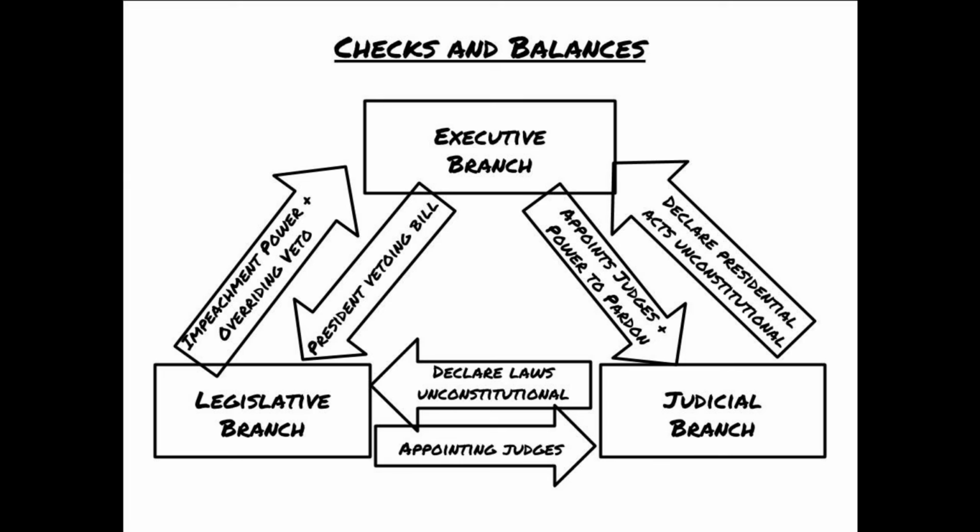Finally, the judicial branch can check the executive branch by declaring presidential acts unconstitutional, and has the ability to check the legislative branch by declaring laws unconstitutional.